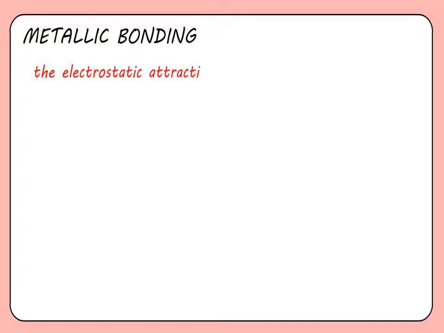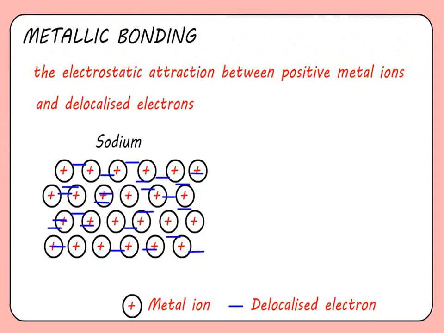The third type of chemical bonding is metallic bonding. Metallic bonding is the electrostatic attraction between positive metal ions and delocalized electrons. With sodium, the single electron in the outer shell is delocalized, meaning it is not attached to any single atom, but is free to move, and this creates a strong electrostatic bond between the singly positively charged sodium ions and the delocalized electrons.